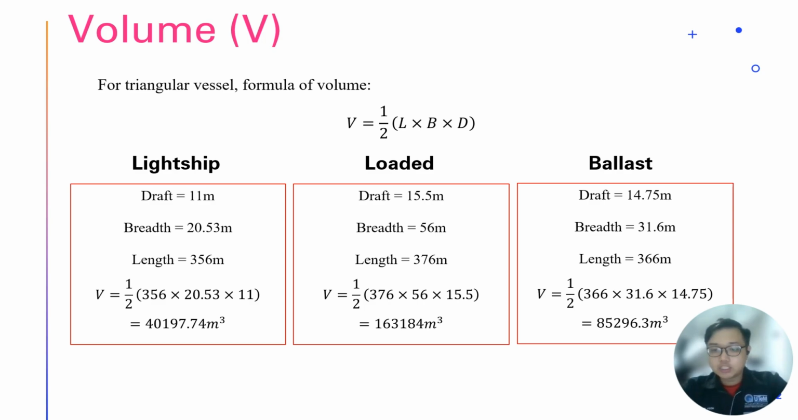Light ship condition is a ship complete in all respects without consumables, cargo, crew, and effects, and without any liquids on board except machinery and pipe fluids. In light ship condition, the draft is 11 meter, the breadth is 20.853 meter, and the length is 356 meter.